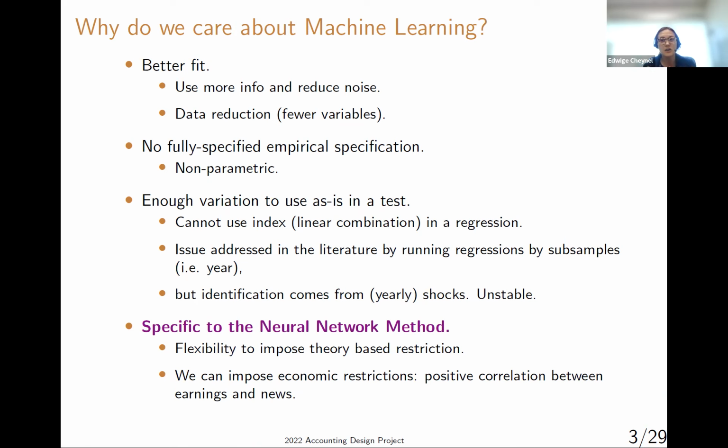As a restriction, we think it's important that on average, we have a co-movement between earnings and returns. And when we apply the neural network method, we will impose those restrictions, so the positive correlation between earnings and news.